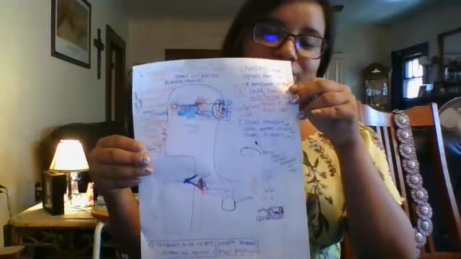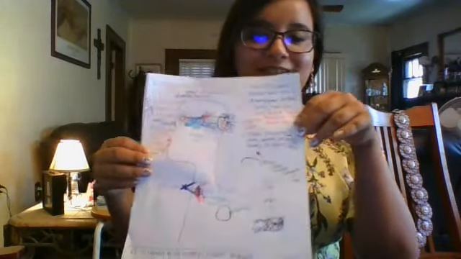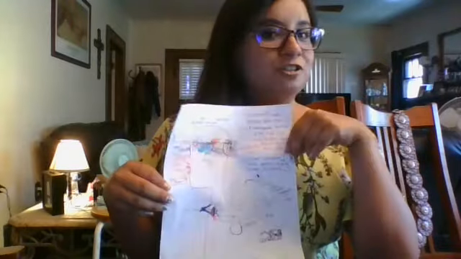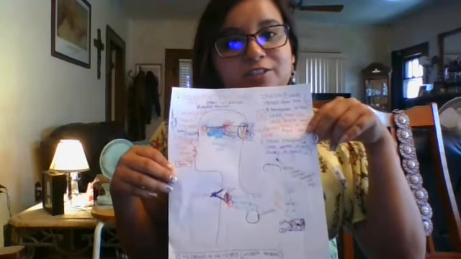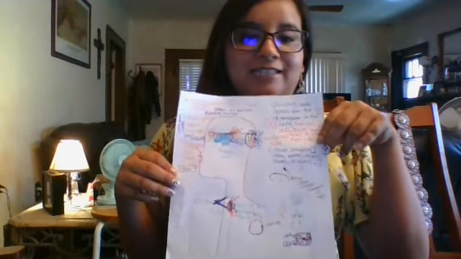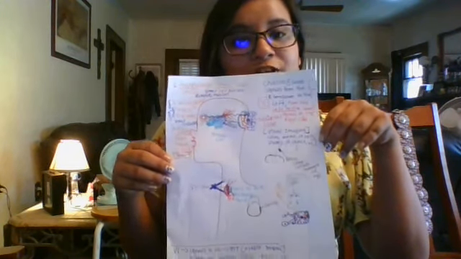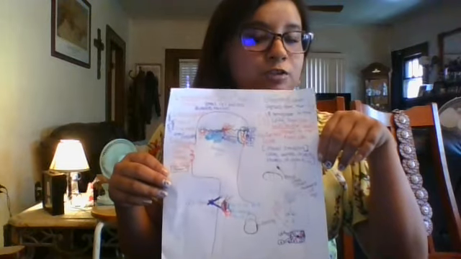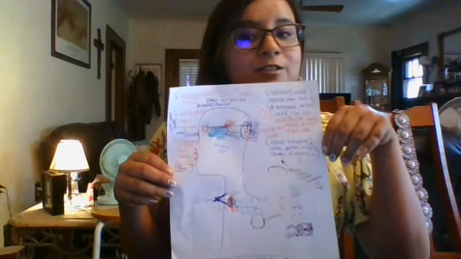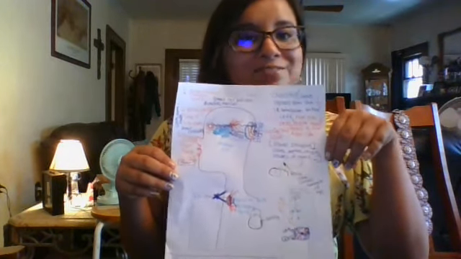So this right here is my picture of the brain and eye, and I hope it was understandable. I hope you were able to understand what I was trying to get at. And this again is for the Sensation and Perception class at the University of Northern Colorado. Have a nice day.